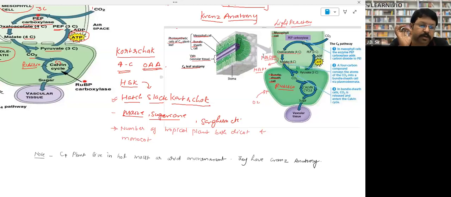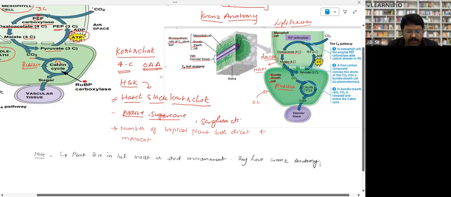First, what is Kranz anatomy? C4 plants live in hot, moist, or arid environments. They have Kranz anatomy.